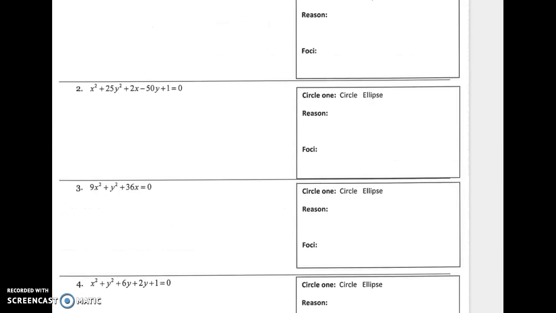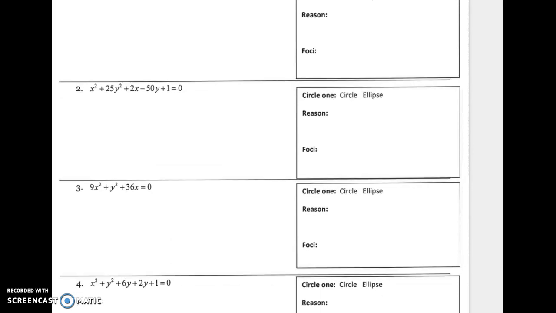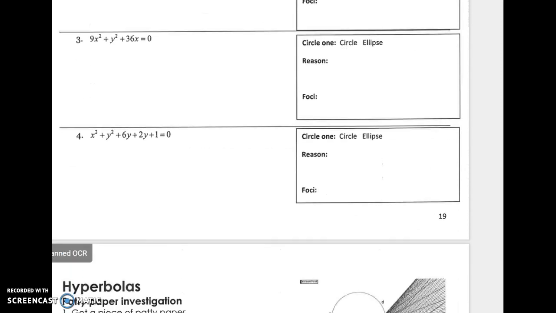So let's do a couple of these complete the square type problems. So the idea is, and let me actually do 4 first because 4 is the easier kind. So if you look at 4, you'll notice that we have an x squared and a y squared term, and the numbers in front of them are the same. Anytime you see that, you can conclude right away, based on what we know of different shapes, that it's going to be a circle.